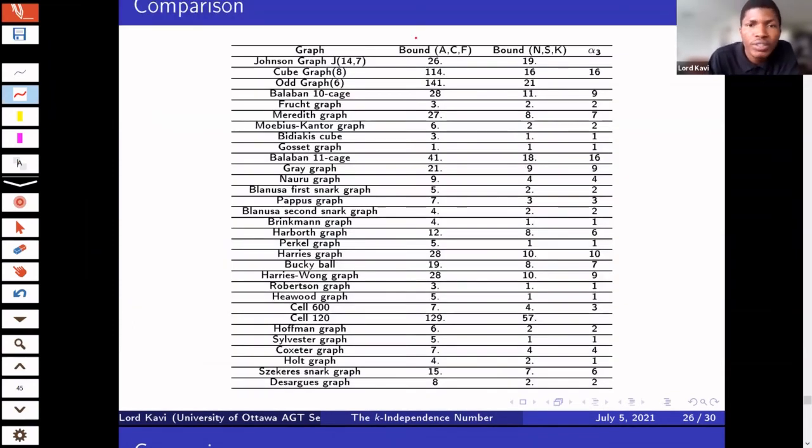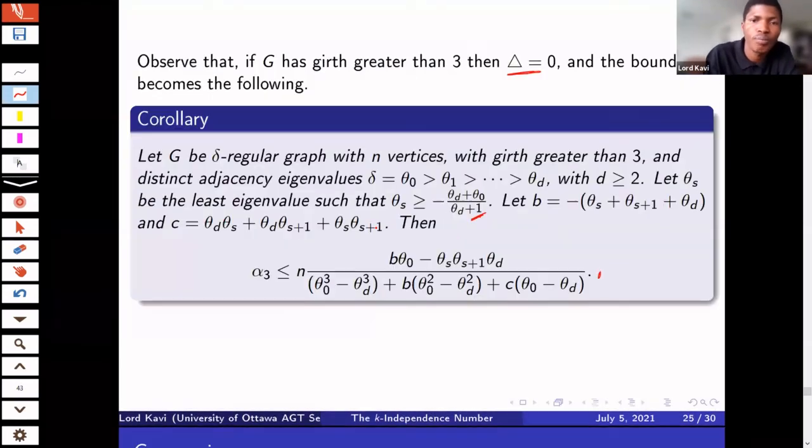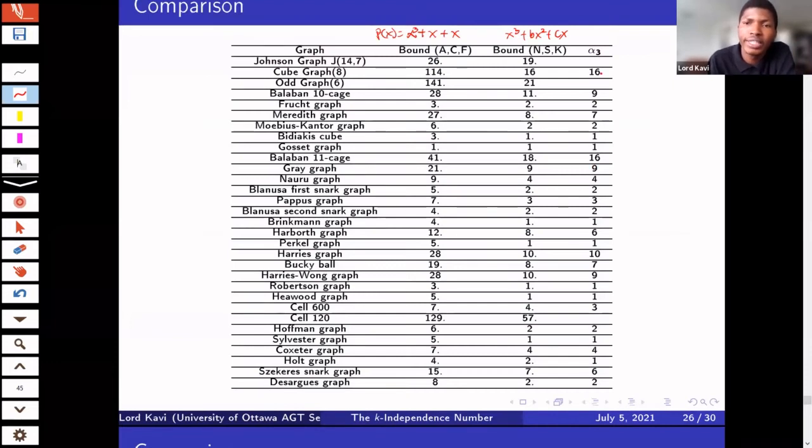Here, I'm going to be comparing it with, so if you consider this polynomial, and then this, our parent polynomial s cubed plus bx squared plus cx, where b and c are what I stated earlier, these values. And this has to do with the actual alpha 3. So apart from a few of these graphs in here, most of the graphs are all named graphs in Sage. So we use Sage to calculate these values.